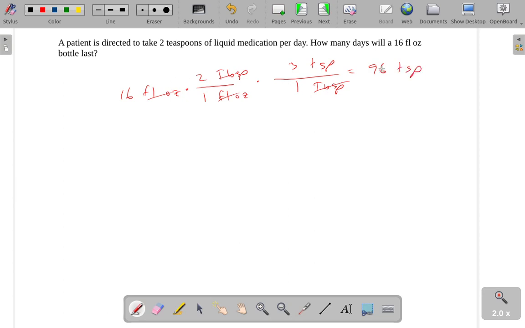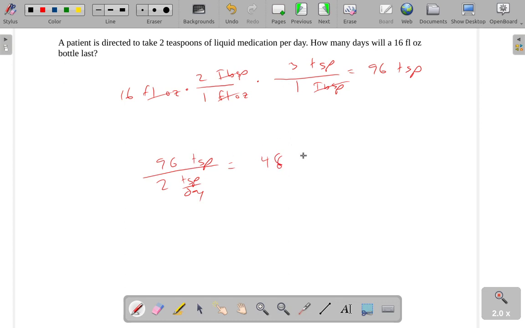Alright, so now we know that this thing, instead of saying it's 16 fluid ounces, we can say it's 96 teaspoons. So now we can go ahead and say, well, 96 teaspoons divided by 2 teaspoons per day is going to be, what, 48, because 96 divided by 2 is 48.